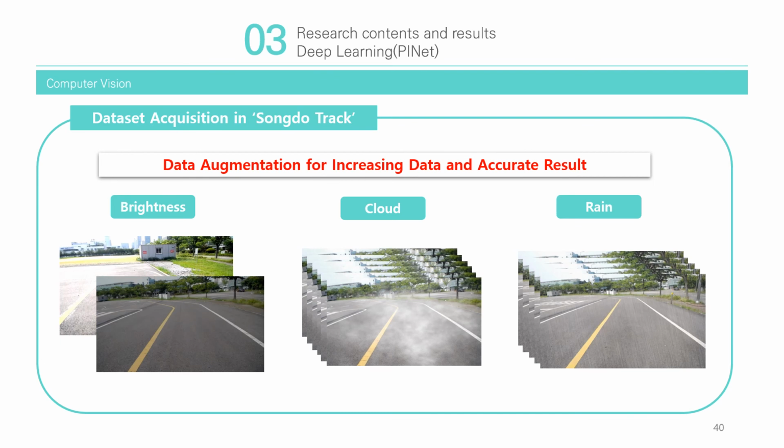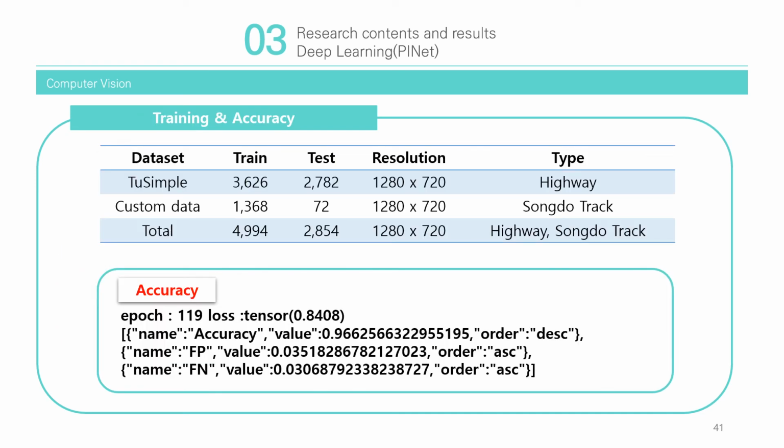We judged that the dataset quantity was not enough, so we used data augmentation. Using the method of randomly controlling the brightness, raining, and cloud effects, we could get 4 times the original dataset. We finally put together the TuSimple data and our own dataset and began the training. After the training, we could check that the accuracy was estimated as 0.96.